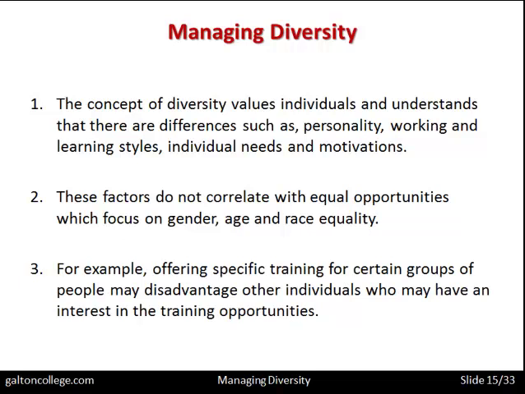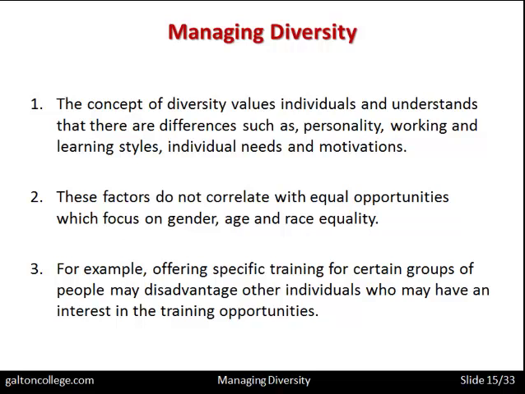So, for example, offering specific training for certain groups of people may disadvantage other individuals who may have an interest in the training opportunities. So, with equal opportunities, training schemes should be offered to all, so as not to discriminate. But it also runs against the barrier that some people may not be interested. Some people haven't got that particular interest in that sort of development. Others may be very enthusiastic.